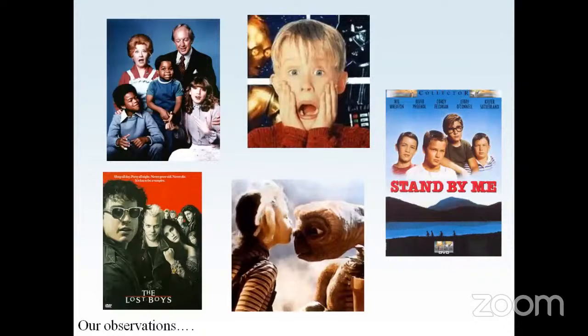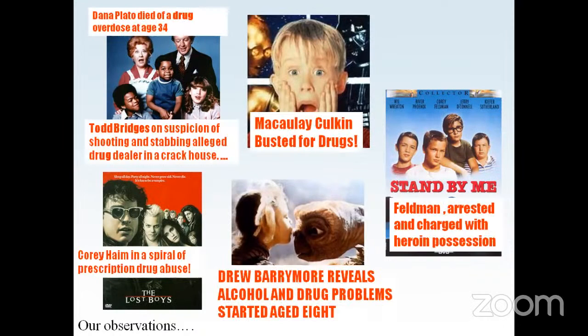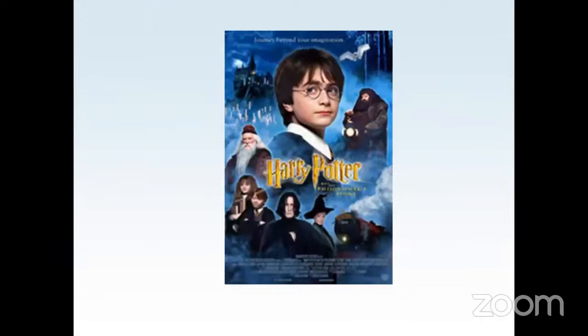So these are all actually probabilistic observations. Diana Plato died of a drug overdose at the age of 34. That is just, we can say, an observation. Todd Bridge, on suspicion of shooting and stabbing, allegedly a drug dealer in a crack house. So whatever you can see in the picture is based just on observations. Even this is also based more on hypothesis. Our hypothesis is that young actors have more probability of becoming drug addicts.